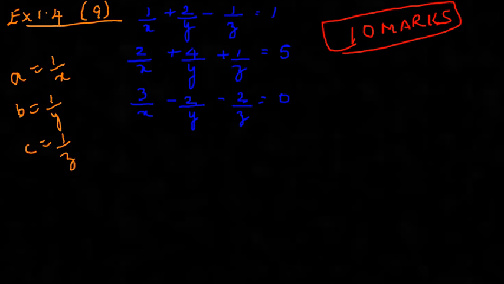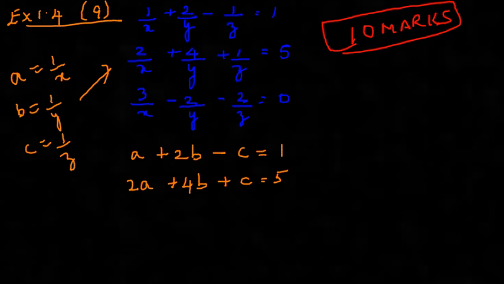So when I'm going to substitute these assumptions in these equations, this becomes a plus 2b. Why 2b? Because 1 by y is b, therefore 2 by y is 2b, minus c equal to 1. The second equation becomes likewise 2a plus 4b plus c equal to 5. The third equation is 3a minus 2b minus 2c equal to 0.